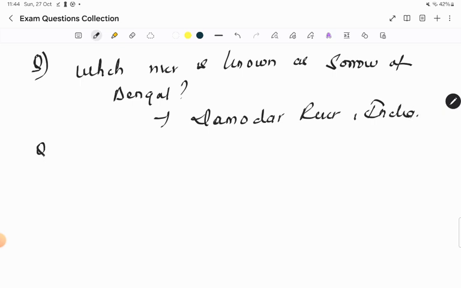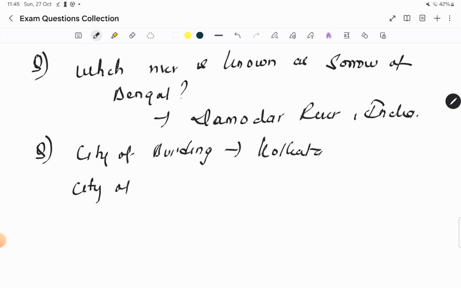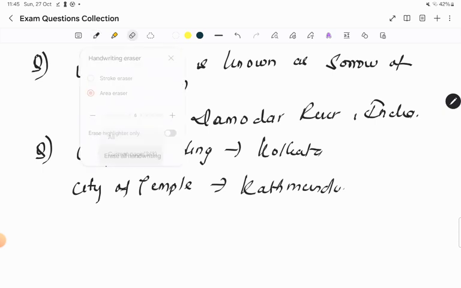Okay, now which place is known as City of Building? It is Kolkata. And which place is known as City of Temple? It is Kathmandu. Okay, next, some more questions related to Saarc.